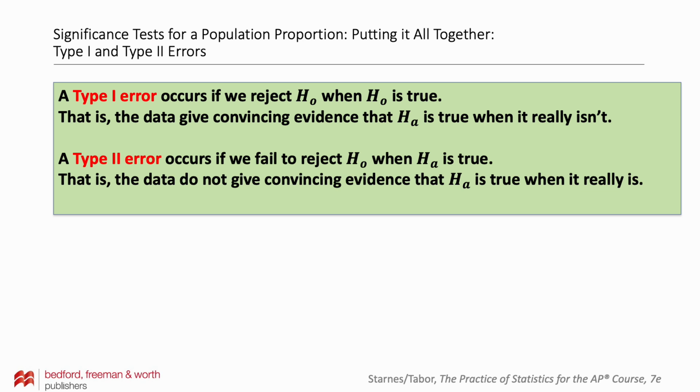And then the second type is type 2 error. That occurs if we fail to reject the null when the alternative is true. That is, that the data did not give convincing evidence that the alternative is true when it really is. Let's get some concrete examples to better understand these types of errors.